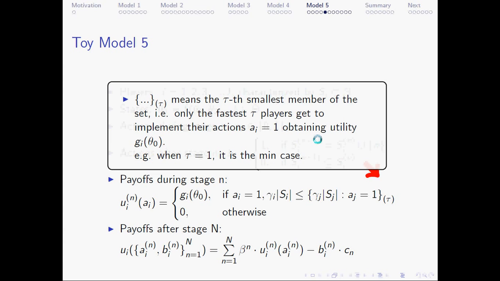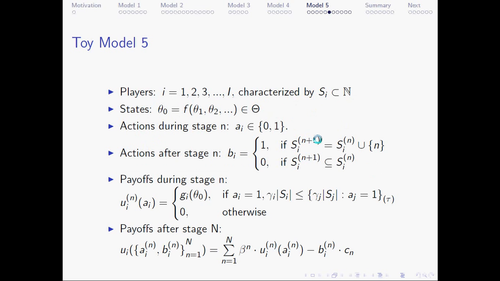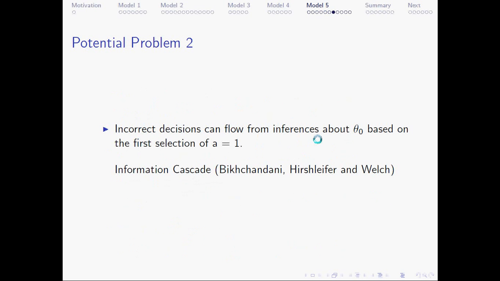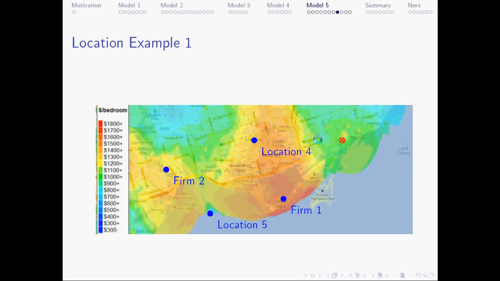The problem I want to introduce here is the same as potential problem number 1, so I label this potential problem number 2. It's that an incorrect decision can flow from inferences about theta based on the first selection of a equals 1. This problem is called information cascade. I'll explain this using the third player. By the way, this shouldn't be this slow. When I programmed this, it ran at 50 frames per second, so it should blow up in 1 second, but it's kind of slow because the computation speed is constrained.